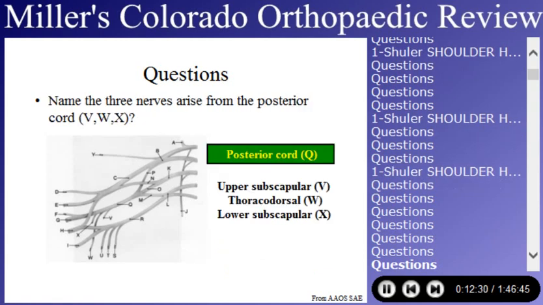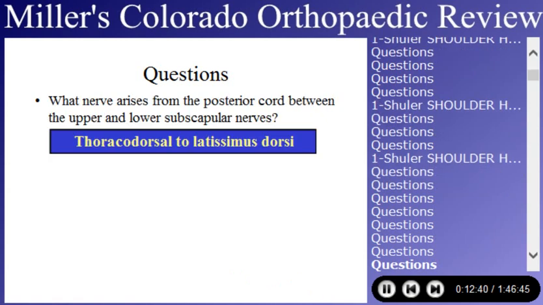3 nerves that arise from the posterior cord: upper subscapular, thoracodorsal, and lower subscapular. What nerve arises from the posterior cord between the upper and lower subscapular? Thoracodorsal to latissimus dorsi.